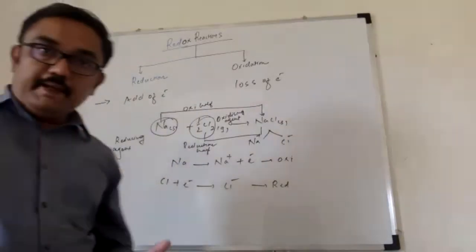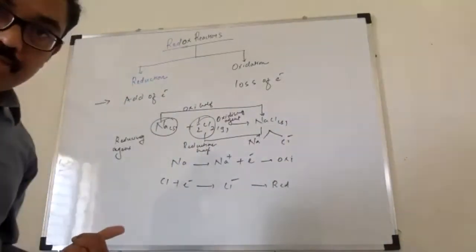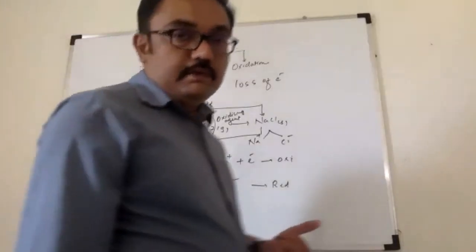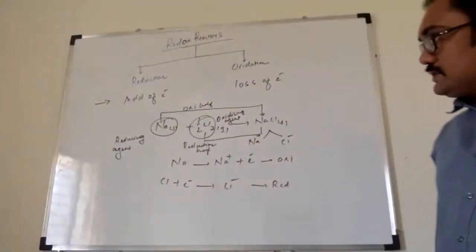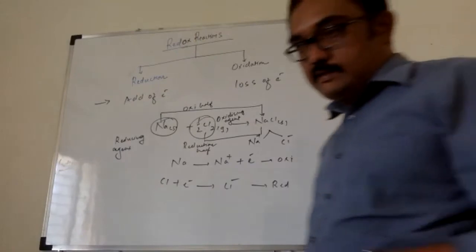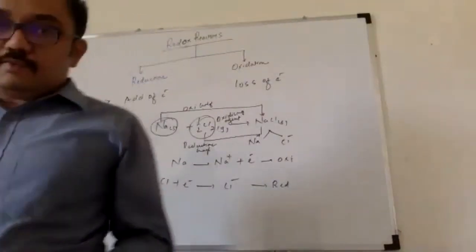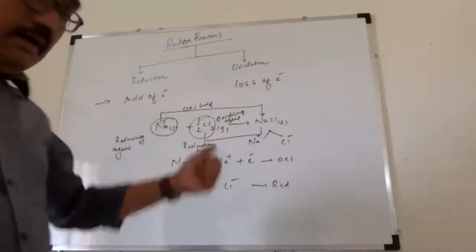So here I have applied the second definition, transfer of electron, to identify the reduction half, oxidation half, reducing agent and oxidizing agent. This we will do for the ionic compound.